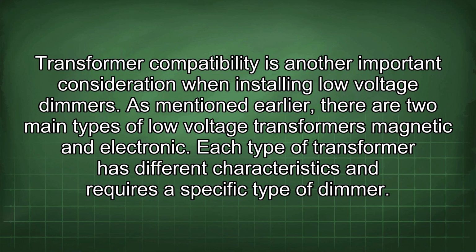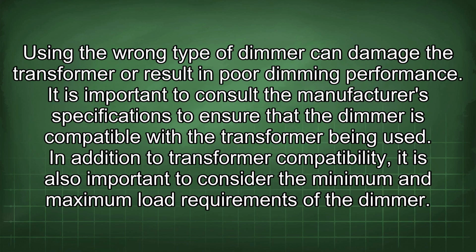Transformer compatibility is another important consideration when installing low-voltage dimmers. As mentioned earlier, there are two main types of low-voltage transformers: magnetic and electronic. Each type of transformer has different characteristics and requires a specific type of dimmer. Using the wrong type of dimmer can damage the transformer or result in poor dimming performance. It is important to consult the manufacturer's specifications to ensure that the dimmer is compatible with the transformer being used.